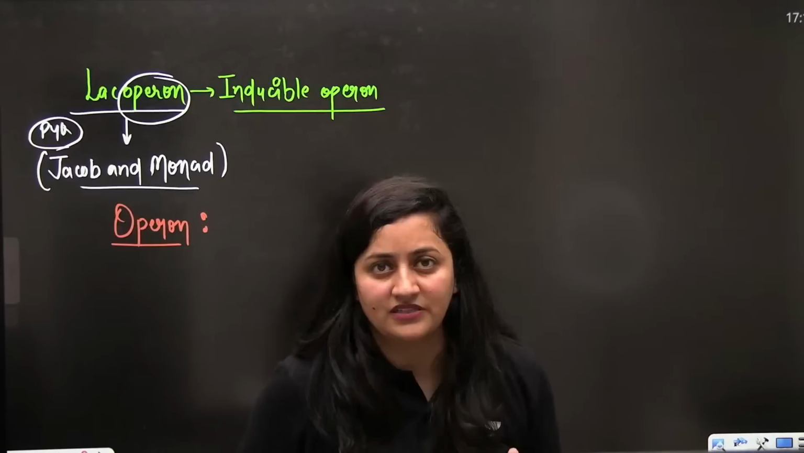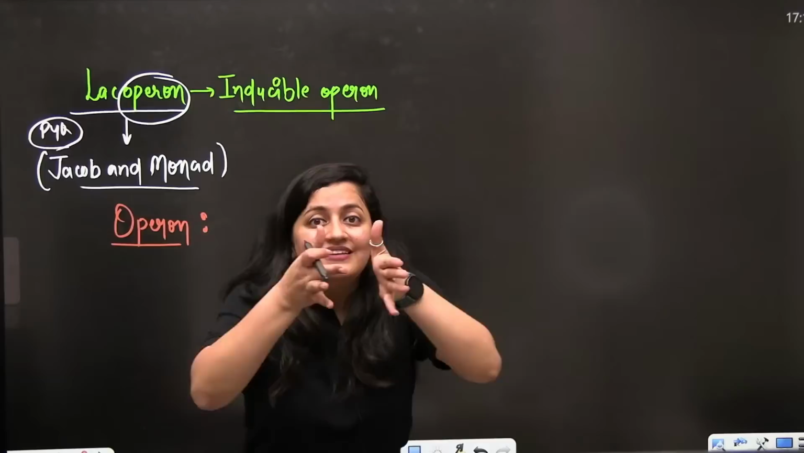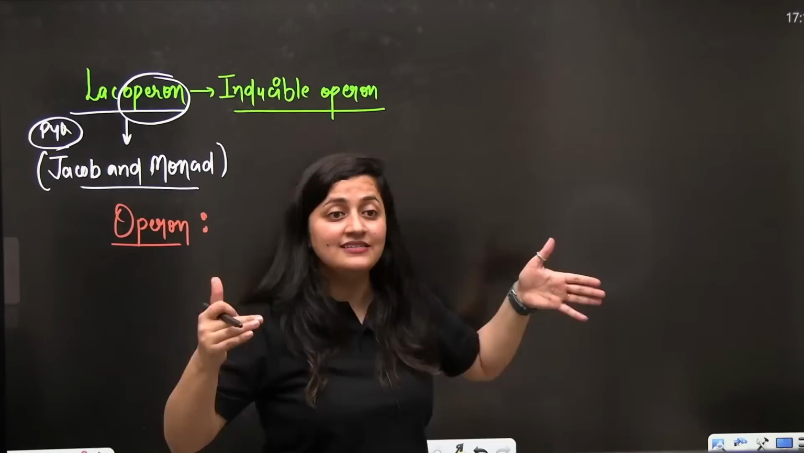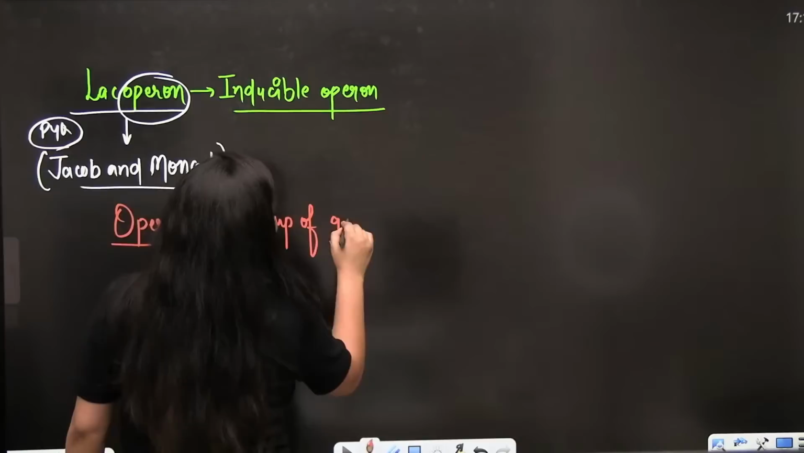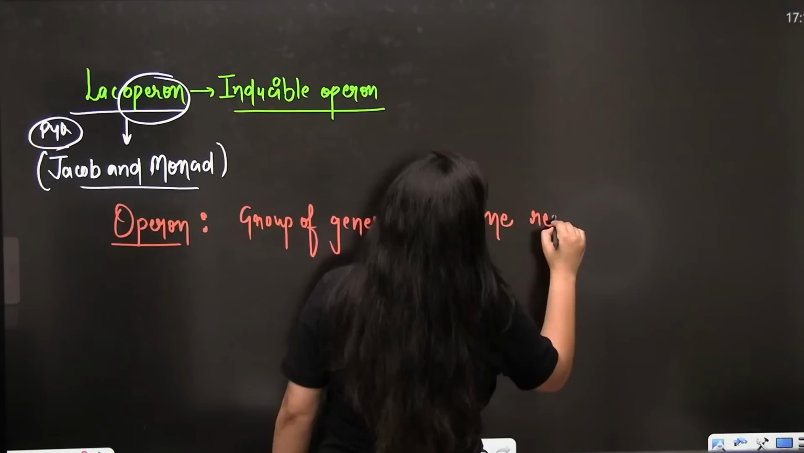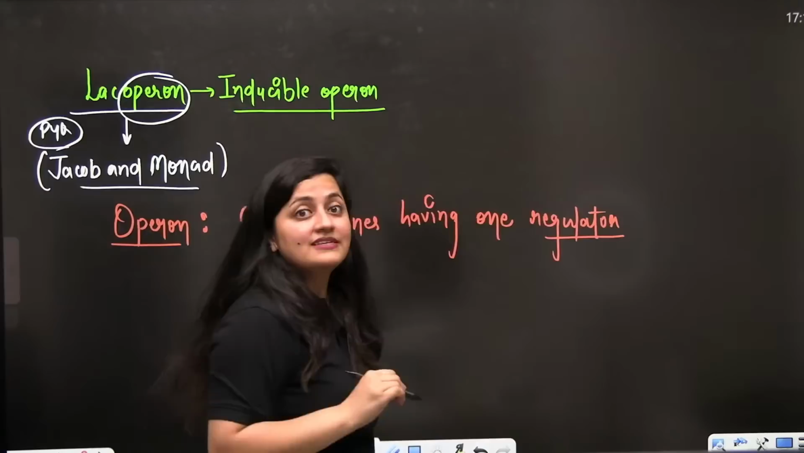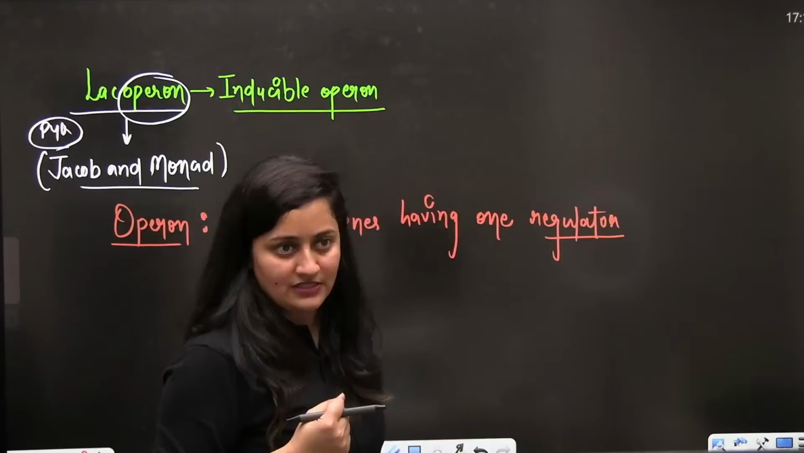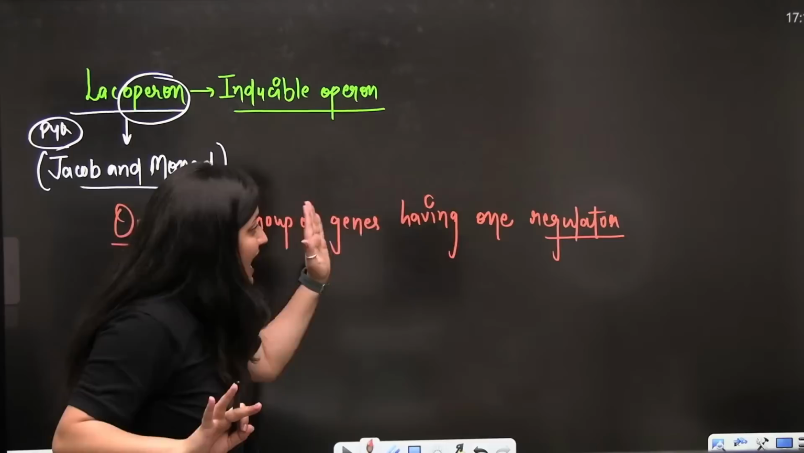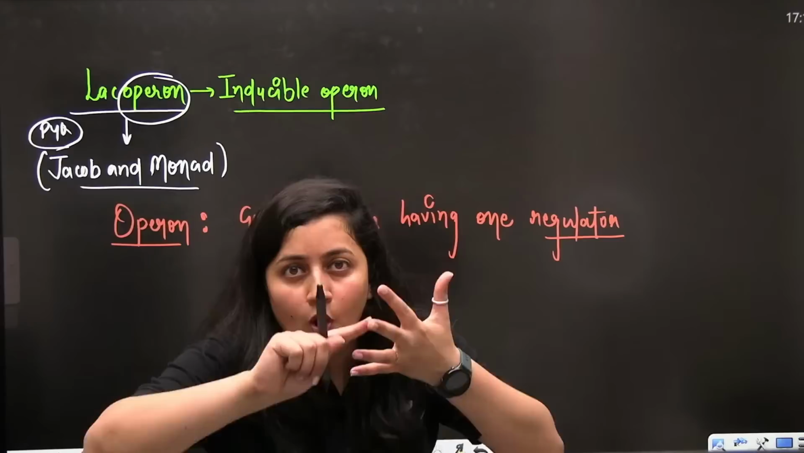When it comes to the operon, it is a group of genes. Operon is a group of genes having one regulator, or you can say one promoter. So operons are only present in prokaryotes, not in eukaryotes. Regulatory gene will be there, promoter will be there, operator will be there, and some structural genes are there. This point clear?